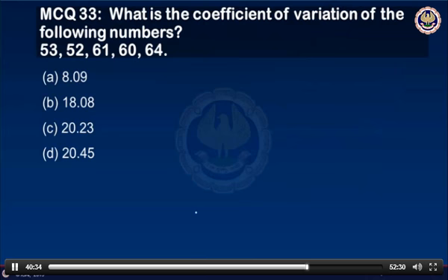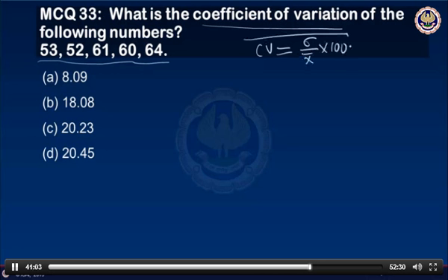What is the coefficient of variation of the following numbers: 53, 52, 61, 60, 64? Now we have to calculate the CV for this data: 53, 52, 61, 60 and 64. The coefficient of variation formula, simply CV, equals sigma by x bar into 100, the standard formula for the coefficient of variation.